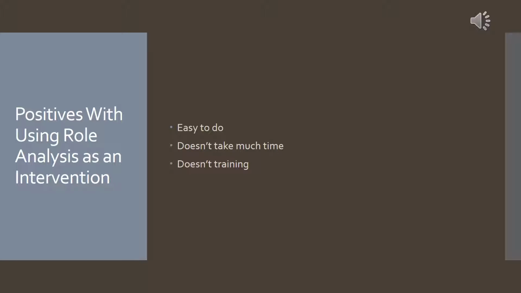The positives with using role analysis as an intervention is it's easy to do, it doesn't take up much time, and it doesn't require any training.